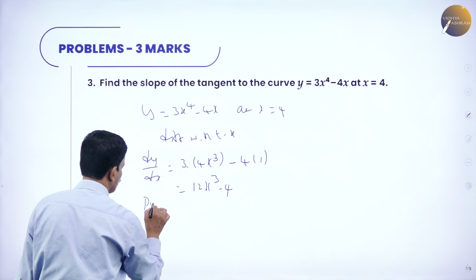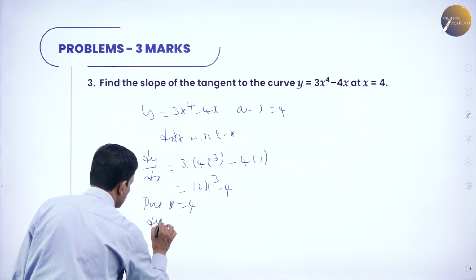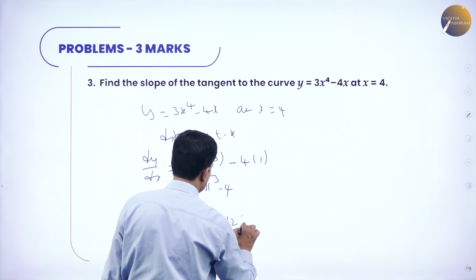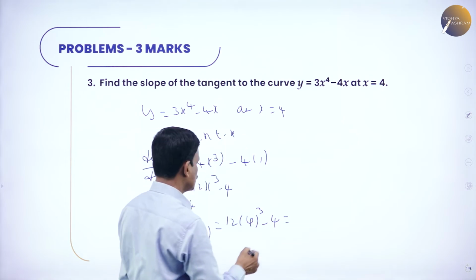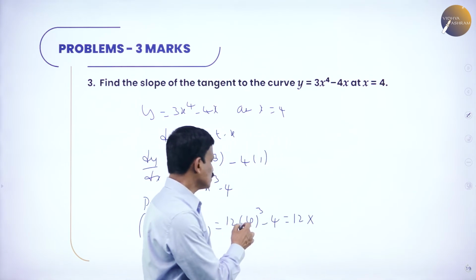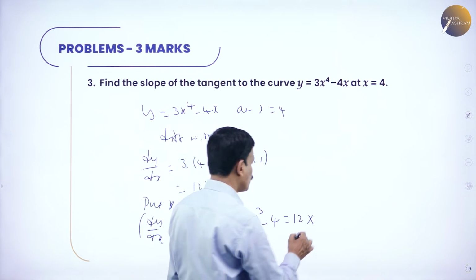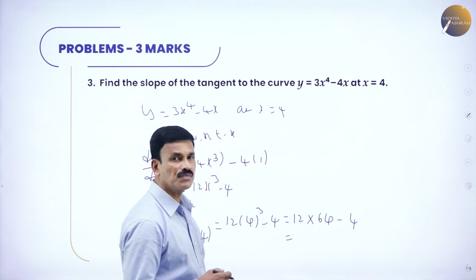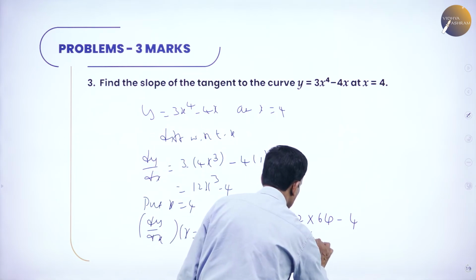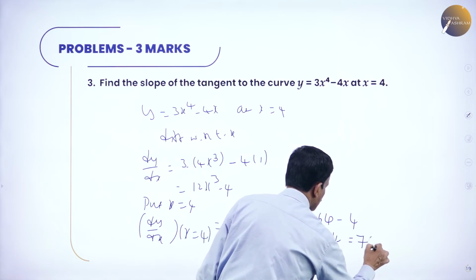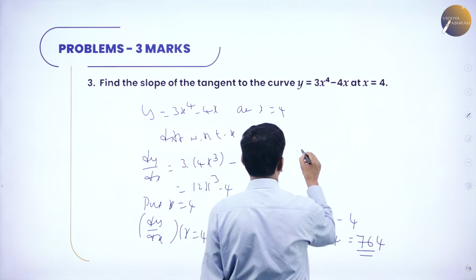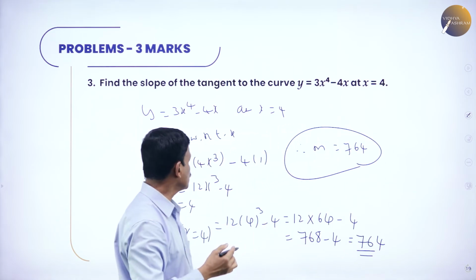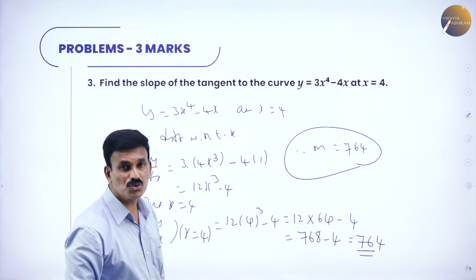Now put x is equal to 4. At x is equal to 4, dy by dx at x is equal to 4 is equal to 12 into 4 cube minus 4. This is 12 into 4 4s are 16, 16 4s are 64, minus 4. So simplify this. 12 into 64 is 768. This is 768 minus 4. That is 764. So therefore the slope m is equal to 764. So if you do this much, definitely you will get 3 marks, sometimes 2 or 3 marks for this.